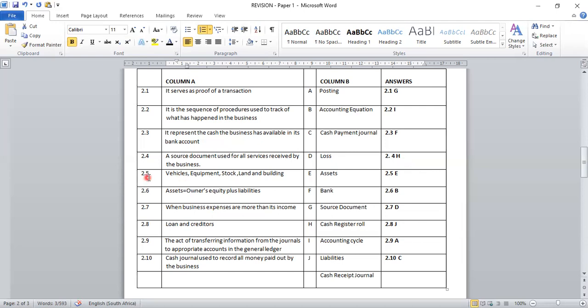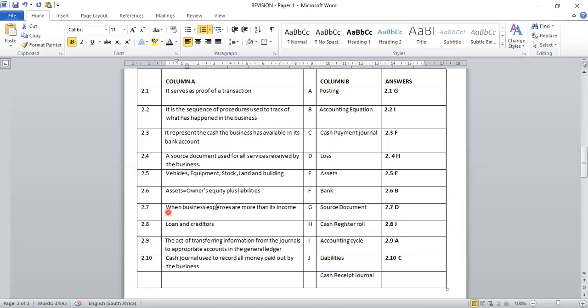2.5, vehicles, equipment, stock, land, and building. So these are all examples of assets. So 2.5, the answer is E. 2.6, assets equal owner's equity plus liabilities. So the answer to this is B, our accounting equation. Assets equal owner's equity plus liabilities.